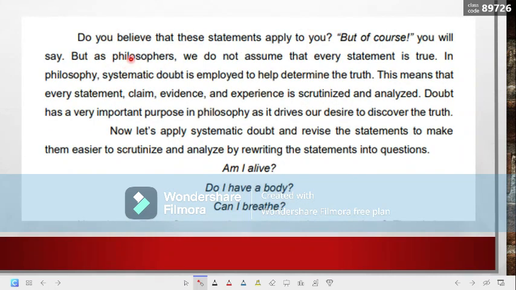Do you believe that those statements apply to you? But of course, you will say yes. But as philosophers, we do not assume that every statement is true. In philosophy, systematic doubt is employed to help determine the truth. This means that every statement, claim, evidence, and experience is scrutinized and analyzed. Doubt has a very important purpose in philosophy as it drives our desire to discover the truth.